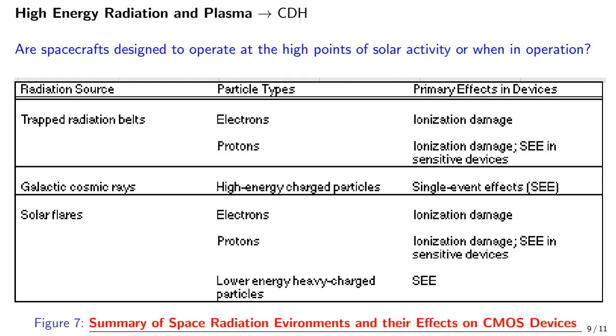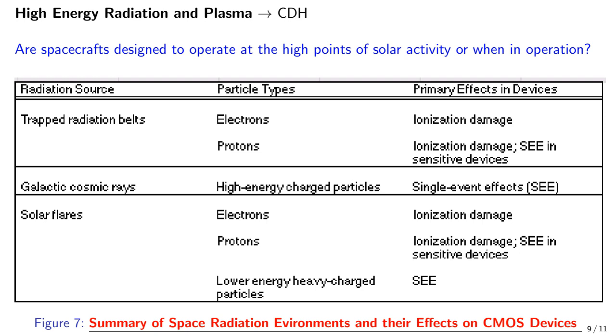Then you have the solar flare that comes also from the sun, with particles such as electrons, protons, and low energy heavy charged particles. Of course, these are also protected by your exosphere, by your thermosphere, and all the layers in the atmosphere protecting the Earth. The only one that is close to the Earth is your Van Allen belts.